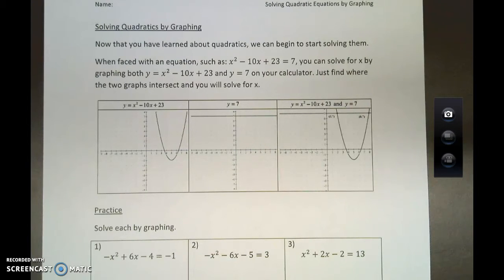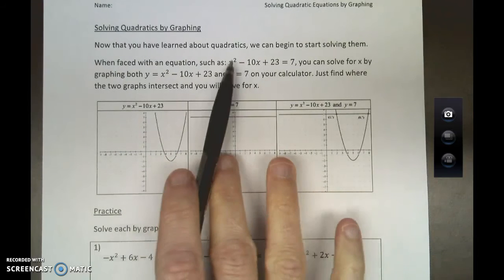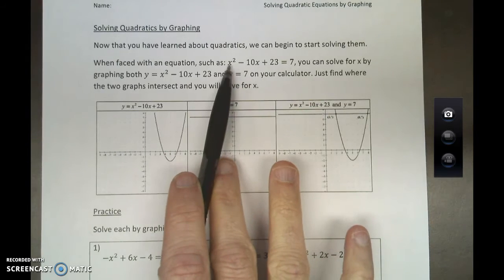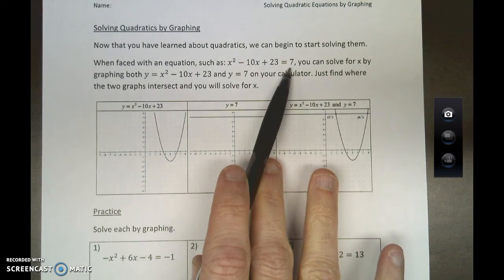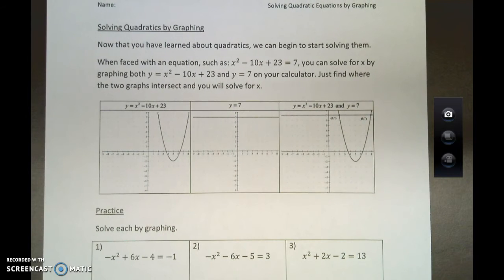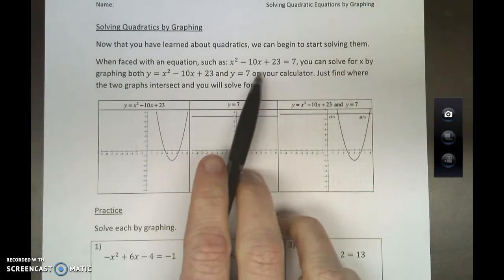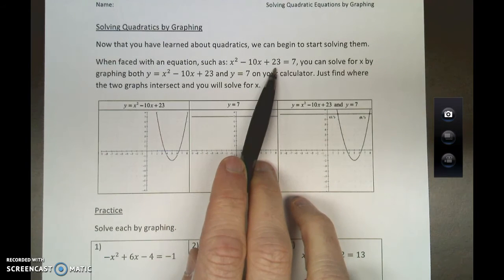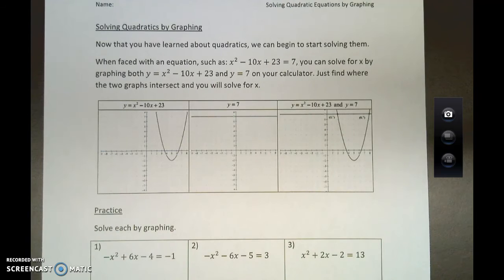So we're going to take a look at this equation. We have x squared minus 10x plus 23 equals 7. We're trying to find values of x that make this statement true. So we're going to use our graphing calculators entirely for this. You're going to need your graphing calculator out and doing the steps with me as we figure out how to solve these equations. So how we're going to do this is we're going to break this up into two equations. We're first going to graph this one, x squared minus 10x plus 23, on our calculator.